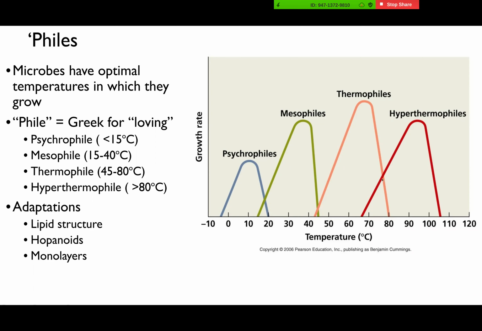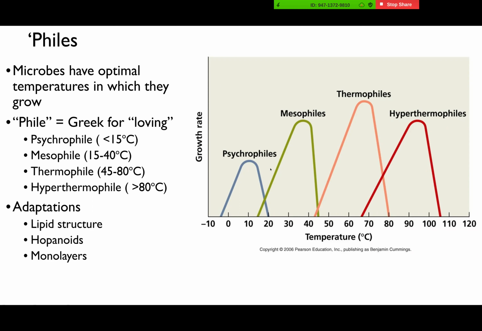They grow over a range of about 30 to 40 degrees, but they do have what's called an optimal temperature, which is going to be the apex of these curves. So here for our mesophiles, here for our thermophiles, here for our hyperthermophiles, and so on and so forth. So microbes have an optimal temperature, but they can grow over a wide range of temperatures.